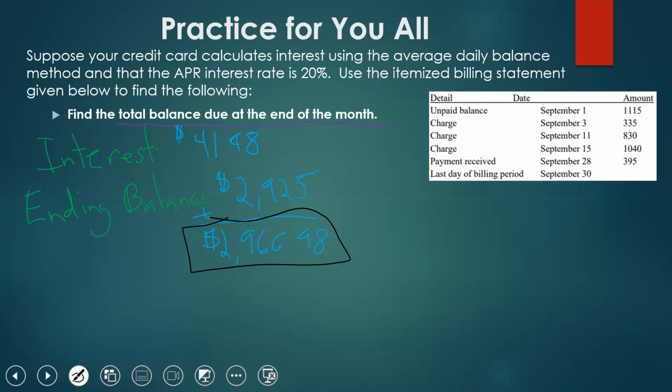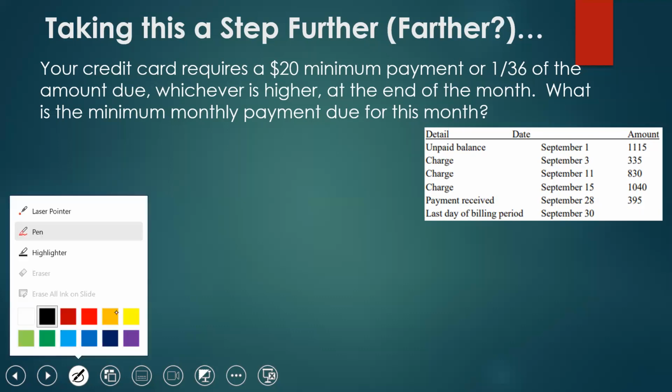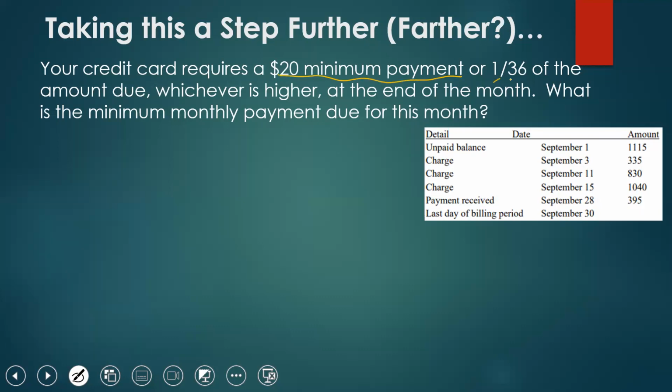But regardless, if you're not able to pay back the total amount at the end of the month, like say you don't have $2,966.98 to pay back, credit card companies often have a way to calculate the minimum amount they would expect you to pay back. And so let's take a look at an example of that. So let's say that, again, this is your credit card statement. These are your charges. And we're told here that your credit card company requires a $20 minimum payment or 1/36 of the amount due, whichever is higher at the end of the month.